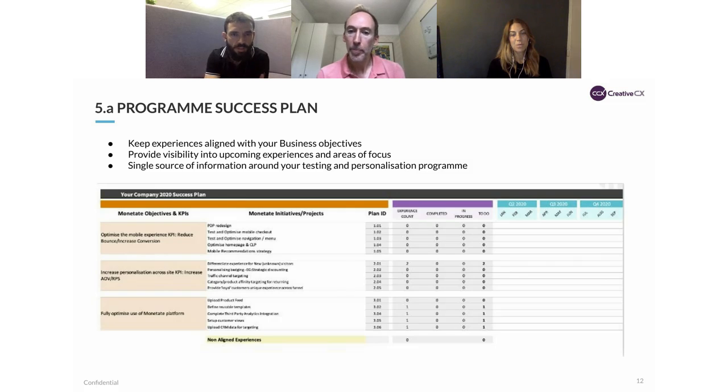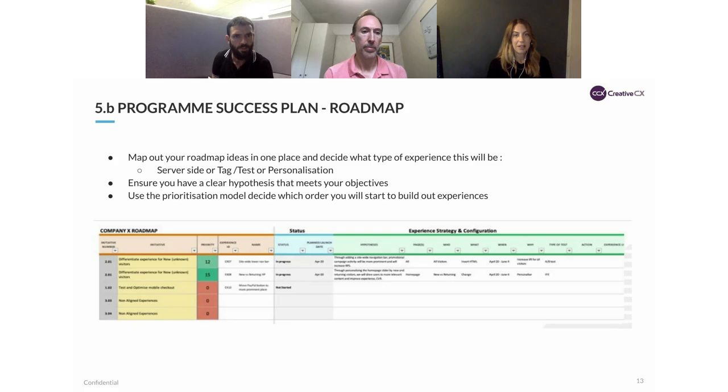Some of the slides Helena had shared, the one that's on the screen at the moment is a Monetate standard template. Is that right? An example of the template you use for a success plan. You also shared one of the sort of the idea of a roadmap.